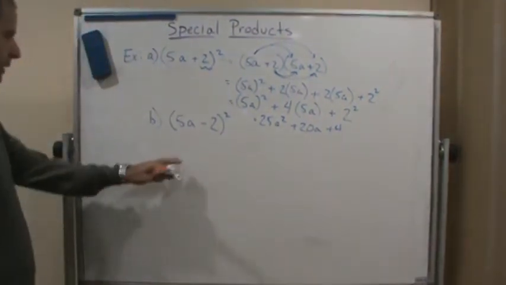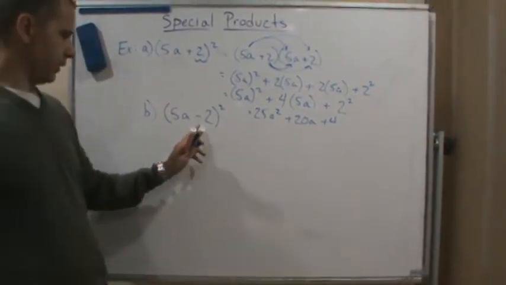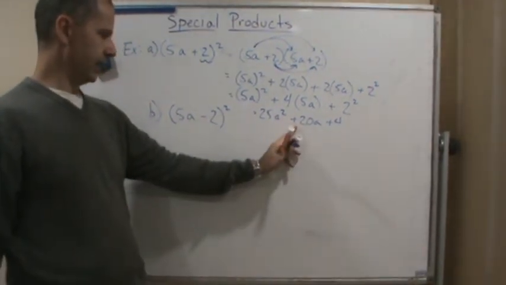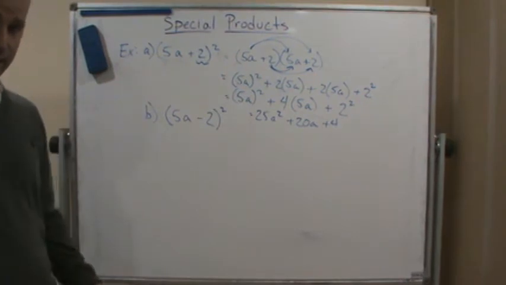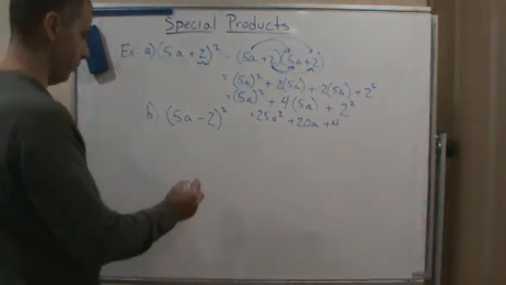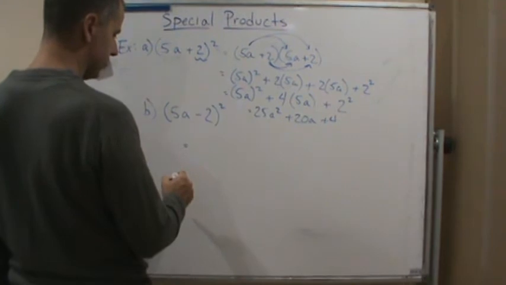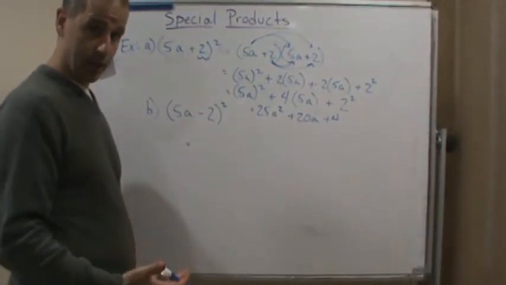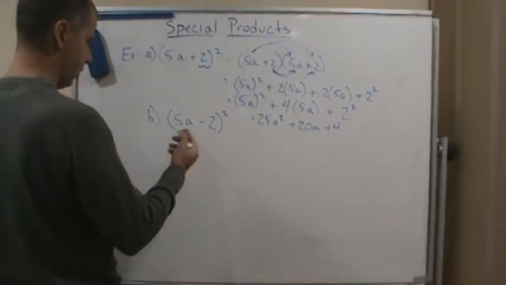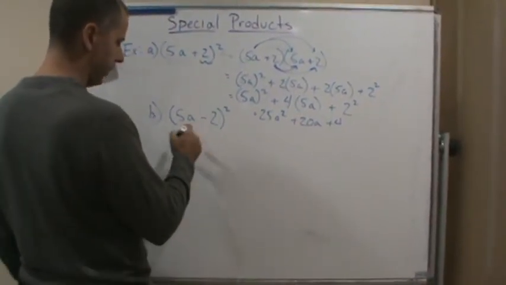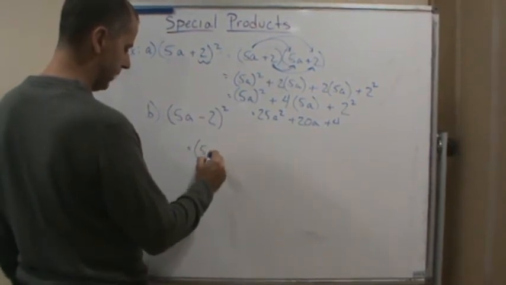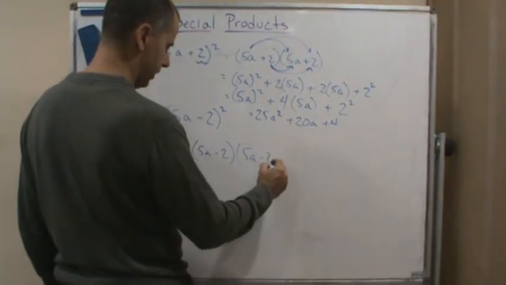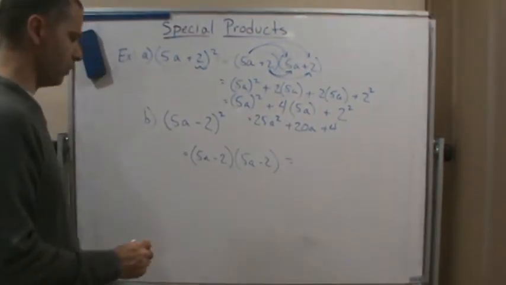Okay, now the same thing goes with this one. The only difference is we're going to have a subtraction sign here instead of an addition sign. So again, remember the general form for this is going to be x squared minus 2xy plus y squared. Okay, so now let's do it. So again, I'm going to rewrite it as 5a minus 2 times 5a minus 2. And now I'm going to do the distribution again.